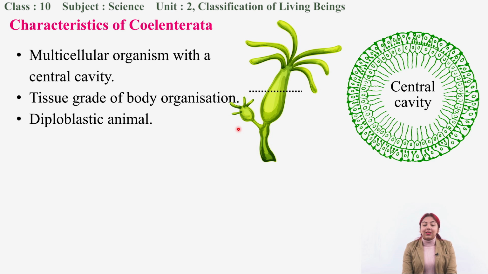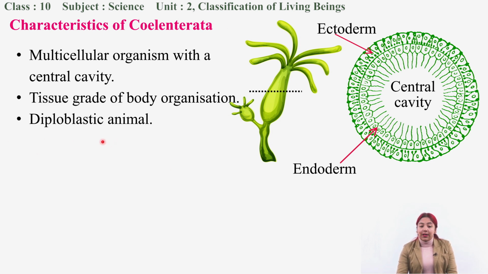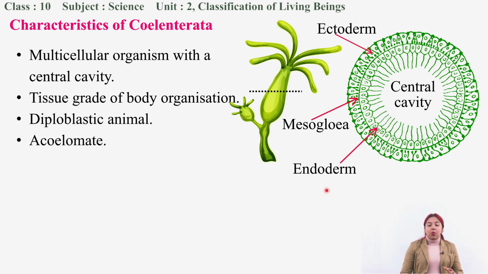They are diploblastic animals. What is a diploblastic animal? Yes, an animal that has two germ layers in the body, the ectoderm and the endoderm. That's why Coelenterata are known as diploblastic animals. The layer between the ectoderm and endoderm in Coelenterata is known as mesoglea. This is a non-cellular gelatinous layer in the body wall of the Coelenterata that sits between the ectoderm and the endoderm. Now, what is a coelom?